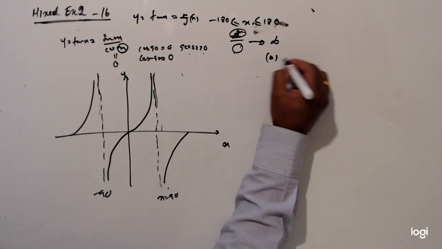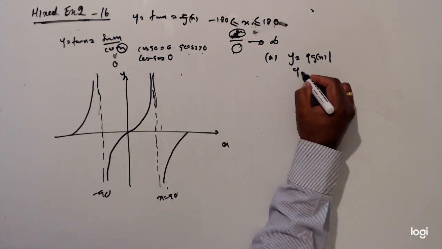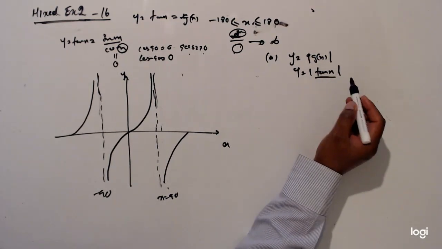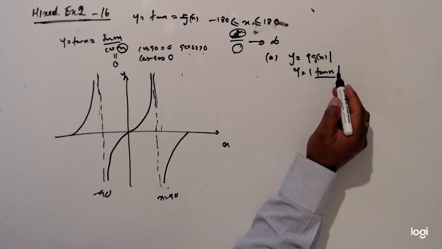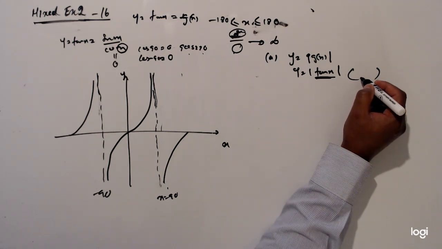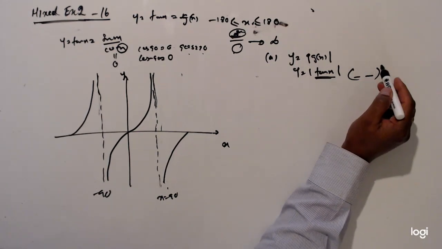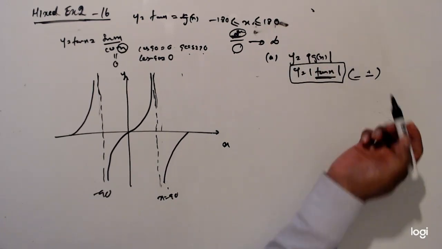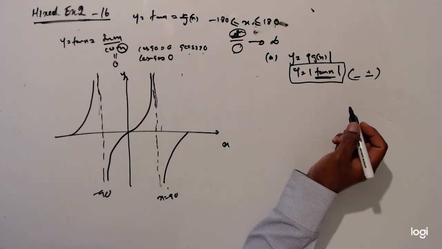And now we want to draw y equal mod tan x. So what is the idea behind it? In this tan x graph, we have a set of coordinates, x coordinate and y coordinate. In this graph, turn all the y values into positive. At the same time, keep the x values as they are.